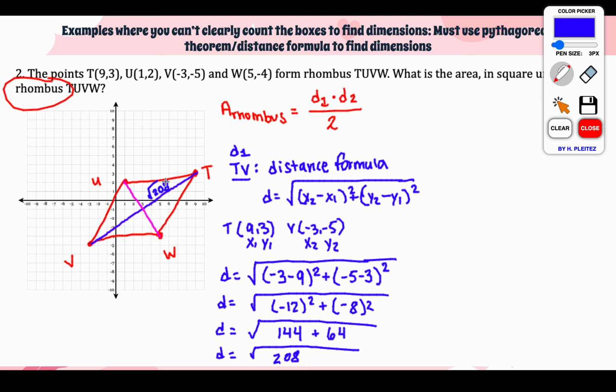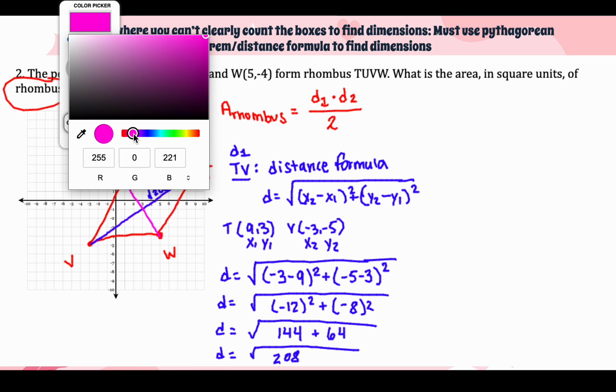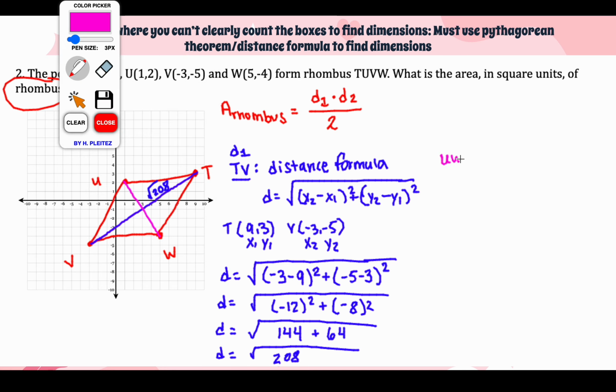We have radical 208. And then the other method that we talked about to find lengths of segments on a coordinate grid, and this would be to find UW, is using the Pythagorean theorem. Now, for the Pythagorean theorem, you have to make yourself a right triangle. So if I'm trying to find UW, I'm going to go from these 2 points. I'm going to go down here, and then I'm going to go here. And if we count our boxes to find the dimensions of our triangle, we'll have 1, 2, 3, 4. And then this way we'll have 1, 2, 3, 4, 5, 6.